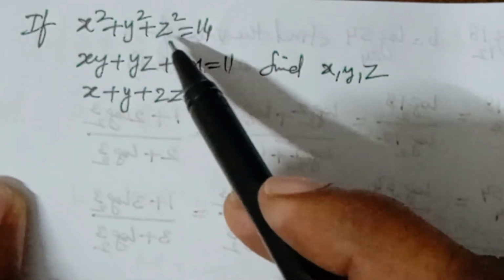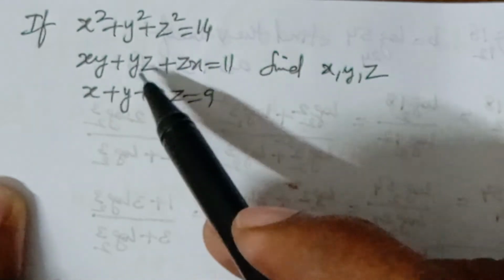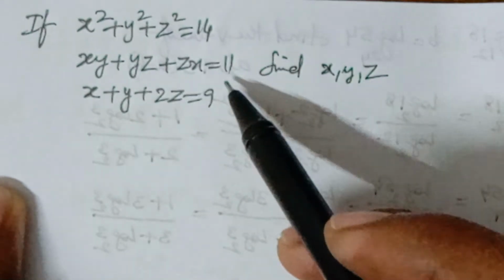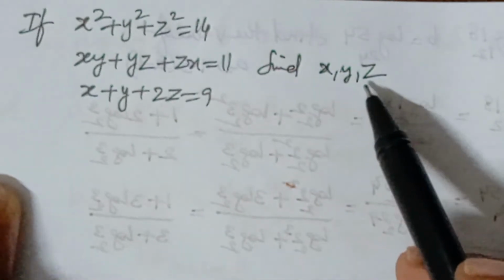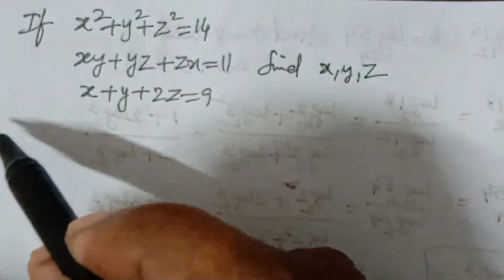x² + y² + z² = 14, xy + yz + zx = 11, x + y + 2z = 9. Find x, y, z.